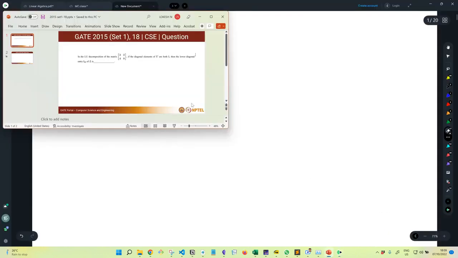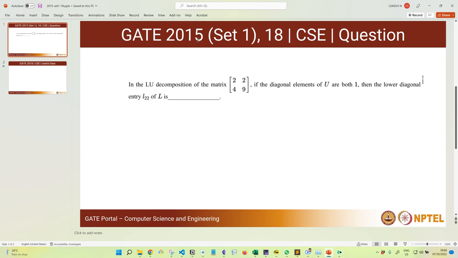That is PowerPoint. Yeah. So basically, you got the question right. You are given a 2 cross 2 matrix, and they're asking you to find the LU decomposition, and further they are telling that the diagonal elements of U are 1, right? So now let me note the given matrix. Let's assume we are given a matrix A equals 2, 2, 4, 9, and for this matrix you need to find the LU decomposition.